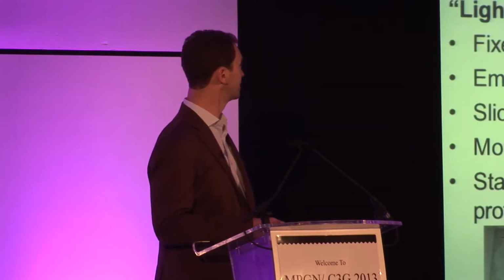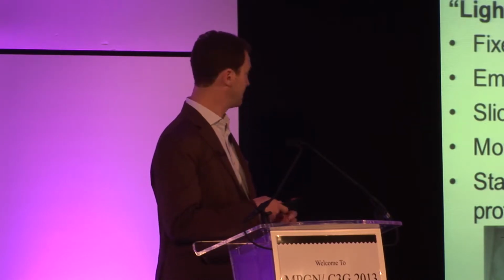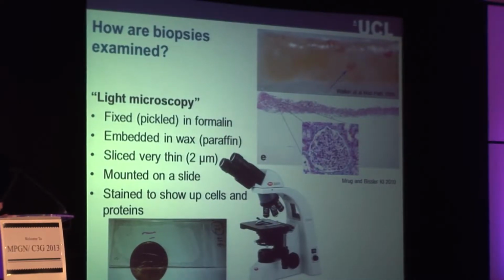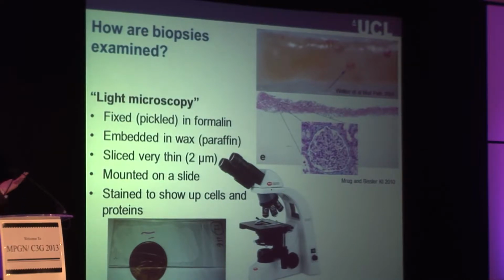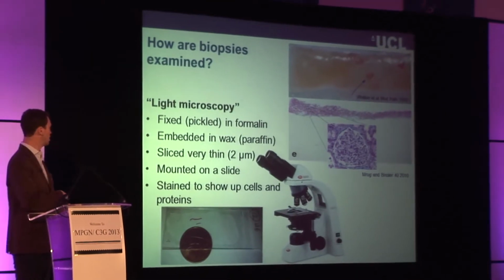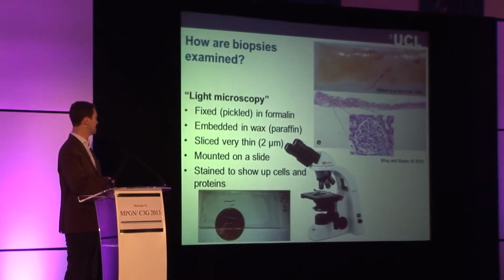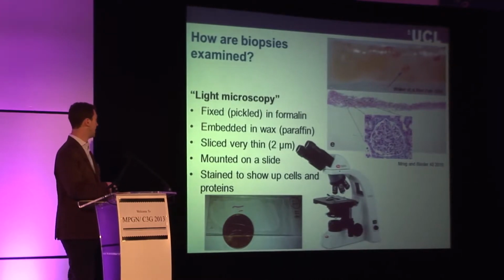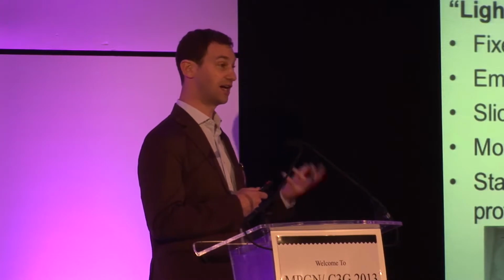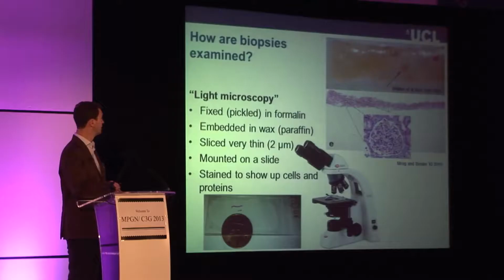So what do we do next? Well, the piece of tissue is then fixed, which is basically pickling in formalin, and that makes it a bit more stable. And then we embed it in wax, paraffin wax, so that we can then slice it up and look at it in great detail. We slice it very, very thin indeed. The measurement's about 2 microns. We mount it on a slide and then put special stains on it that have a colour to them and bind specific proteins. So starting with that, we'll then slice it very thin and stain it, and you get a piece of tissue that looks like that.